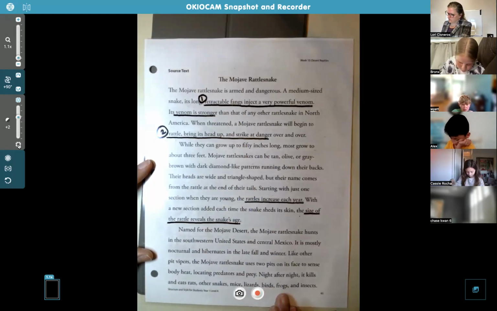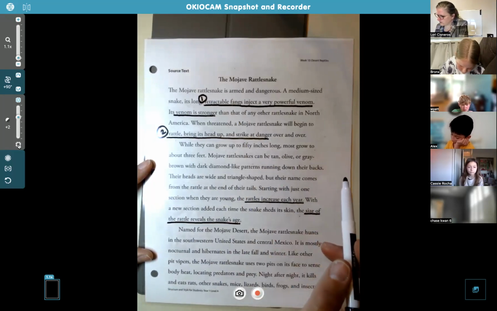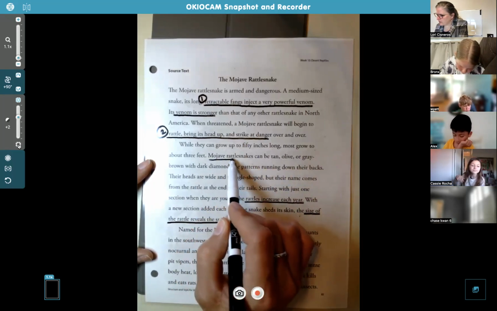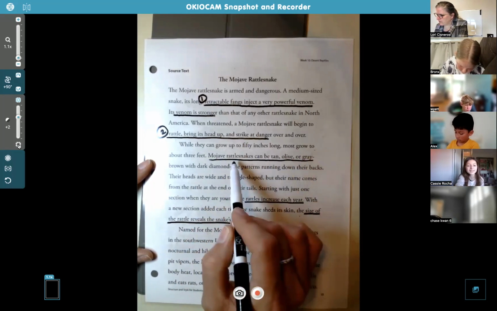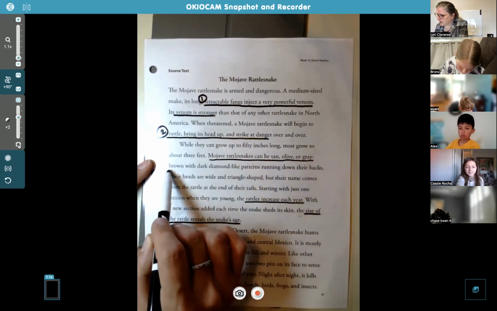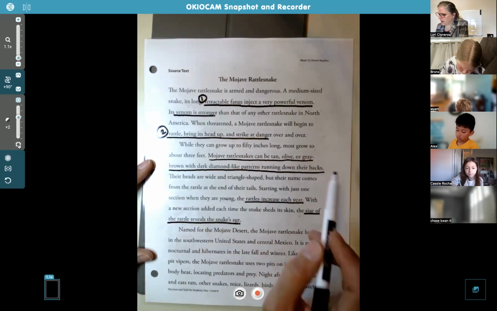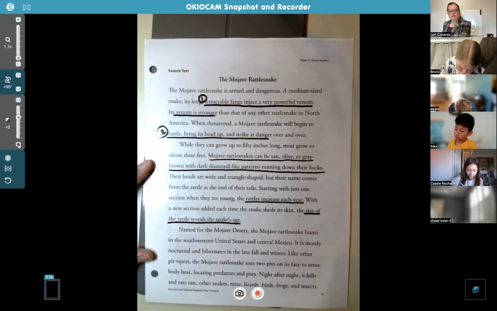They can be tan, olive, or gray brown with a diamond-like pattern. Okay, I like that. Let's underline that whole sentence right there. Mojave rattlesnakes can be tan, olive, or gray brown with dark diamond-like patterns running down their backs. So when you go to write that fact on your outline, you're going to have to really condense it to 3 words, but you could draw a triangle shape and you get that for free, or a diamond shape actually.